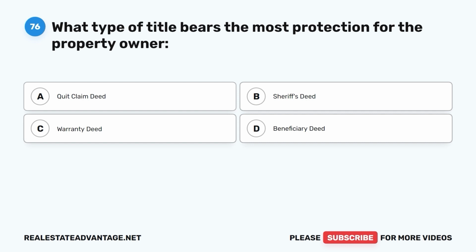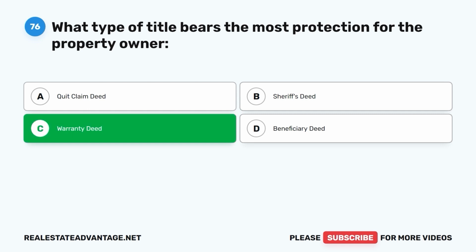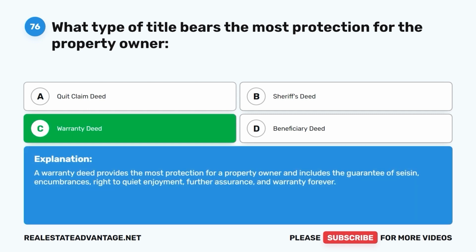Question 76. What type of title bears the most protection for the property owner? A. Quitclaim deed. B. Sheriff's deed. C. Warranty deed. D. Beneficiary deed. The correct answer is C. Warranty deed. A warranty deed provides the most protection for a property owner and includes the guarantee of seisin, encumbrances, right to quiet enjoyment, further assurance, and warranty forever.